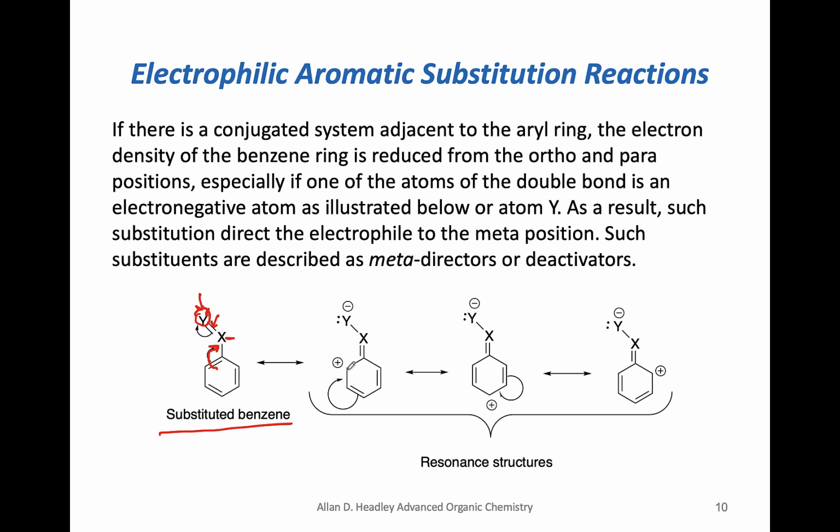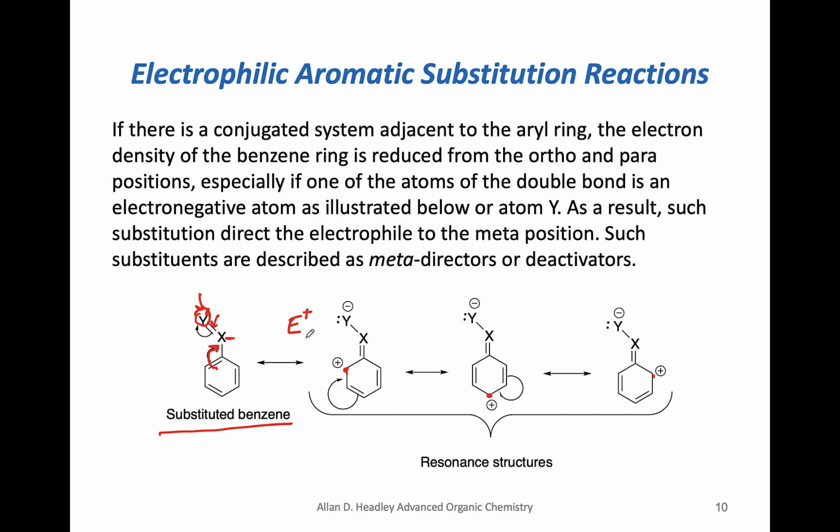So that will put a positive character on this carbon and a positive character on the para carbon. So as you can see from this, the ortho carbon and the para carbon, they all have electrophilic characteristics. So if this were to react with an electrophile E+, you can see that it will not go here because they are of the same charge.